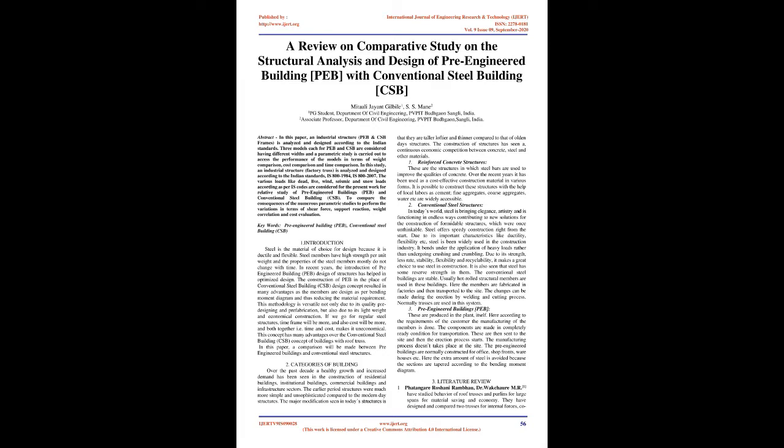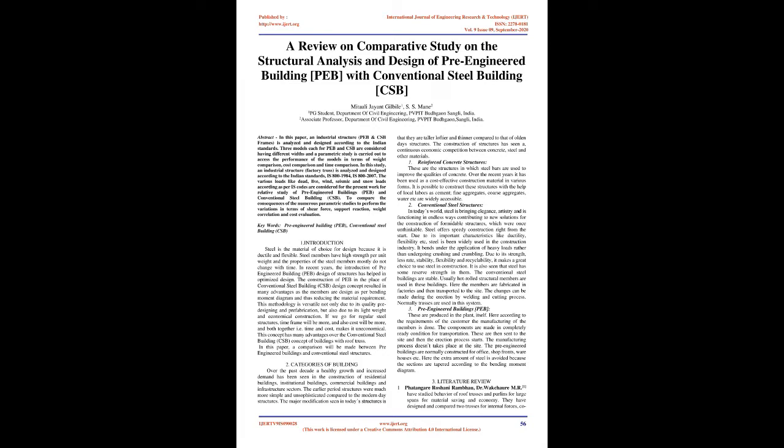1. Introduction. Steel is the material of choice for design because it is ductile and flexible. Steel members have high strength per unit weight, and the properties of the steel members mostly do not change with time. In recent years, the introduction of pre-engineered building, PEB, design of structures has helped in optimized design. The construction of PEB in the place of conventional steel building, CSB, design concept resulted in many advantages as the members are designed as per bending moment diagram and thus reducing the material requirement.